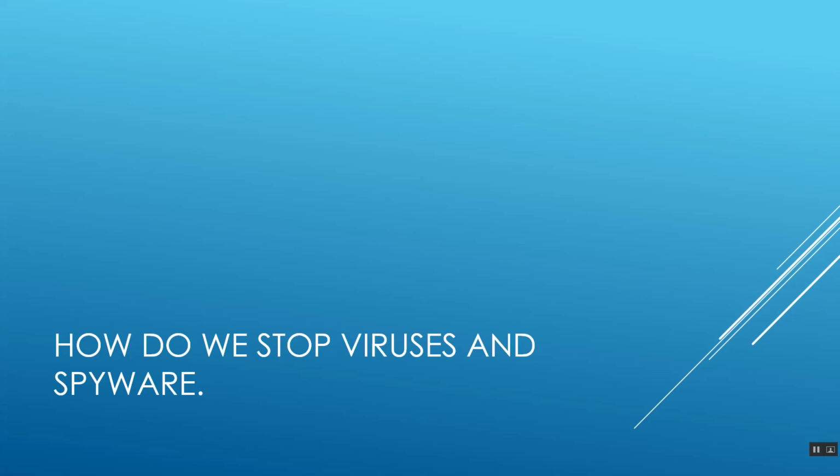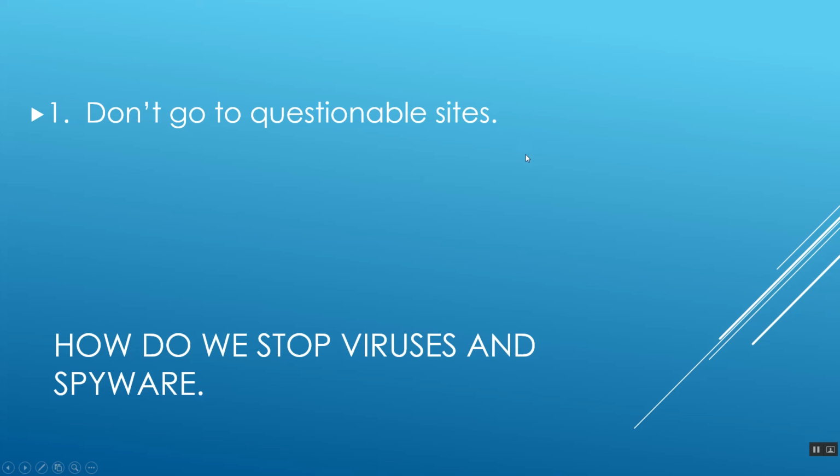Now, how do we stop these viruses and spyware? Well, one, don't go to questionable sites. If you go to really questionable sites, pornography, pirated software, things like that, you're going to probably run into a lot more of these because that's one place where they propagate a lot. Now, of course, they could be on your normal everyday sites too, but the odds are higher if you go to the more questionable ones.